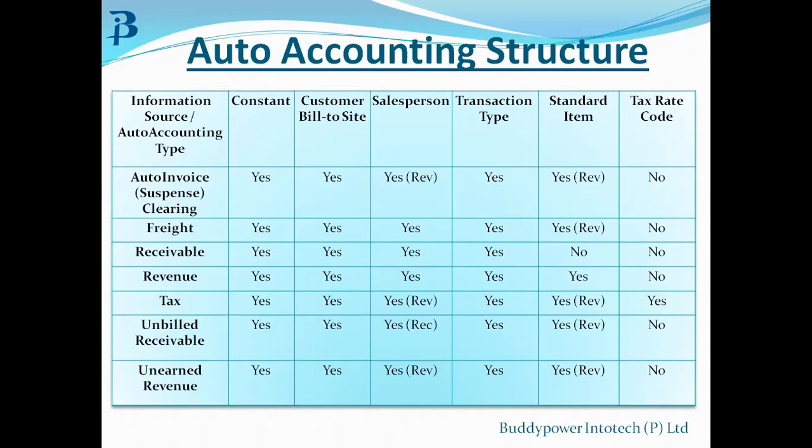As I said earlier, receivables automatically creates default accounting flex fields for all these account types like your revenue, freight, receivables, and all that. Auto accounting also creates proper unearned revenue or unbilled receivable accounting entries, which you need when you use invoicing and accounting rules. I'll be talking about invoicing and accounting rules in the next slide. These two are used when the unbilled receivable and unearned revenue is used during your setting up of invoicing and accounting rules.